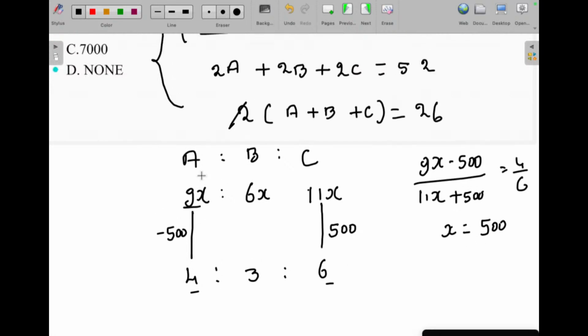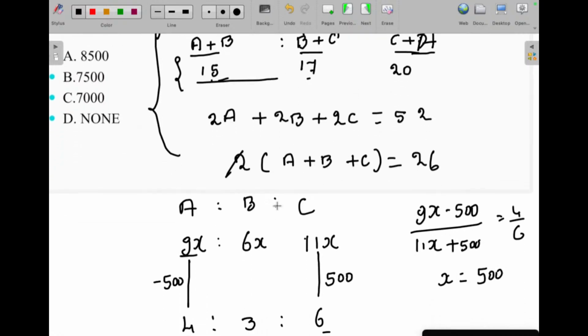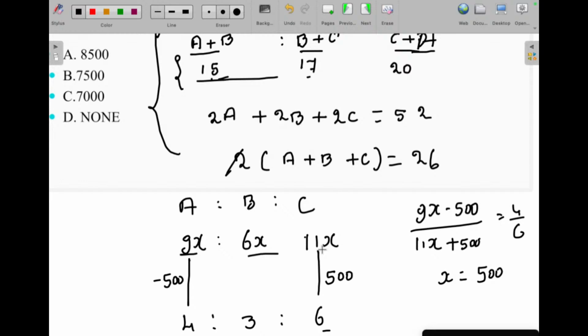What is the question finally they are asking? What is the sum of the shares of B and C in the beginning? Beginning means 6x and 11x. Yes or no? 6 plus 11, 17x. 17 into 500, 8500. That is the basic way of solving.